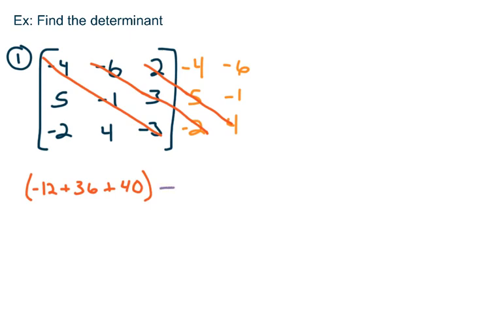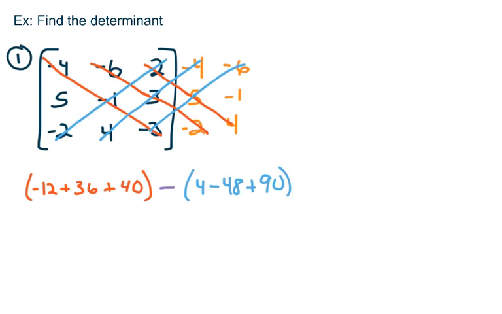Now I know I'm going to subtract. And now I'm going to do my down left product. So I'm going to take 2 times -1 times -2. 2 times -1 is -2 times -2 is positive 4. Do the next one. -4 times 3 is -12 times 4 is -48. So it's going to be -48. And then I got one more. -6 times 5 is -30 times -3 is positive 90.